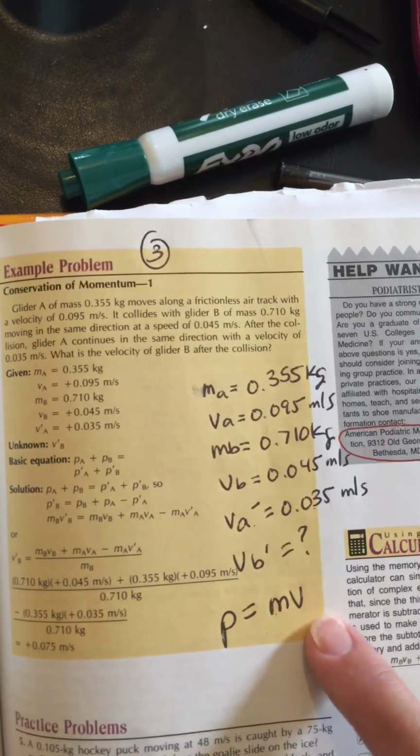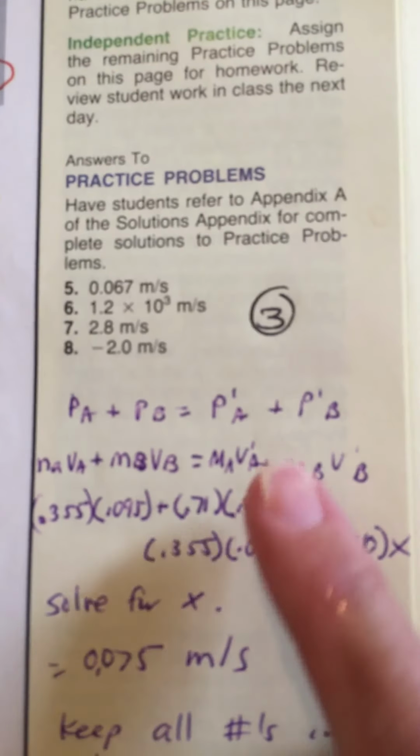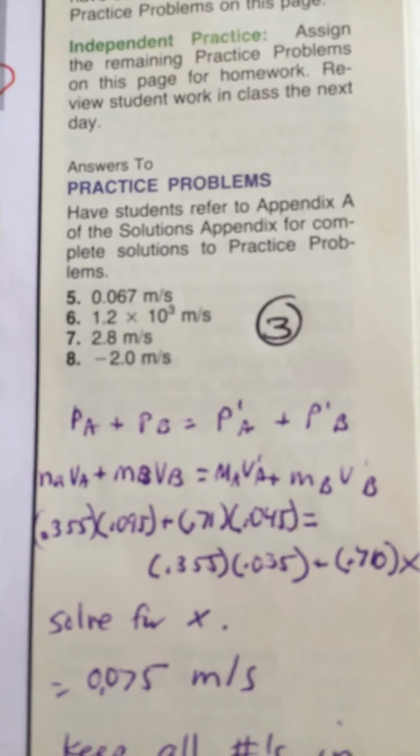Okay. And now remember that momentum is mass times velocity. We also know that the two momentums before collision are equal to the two momentums after collision. So our big formula is momentum A plus momentum B equals, after the collision, momentum A plus momentum B. And we call this momentum A prime, B prime.